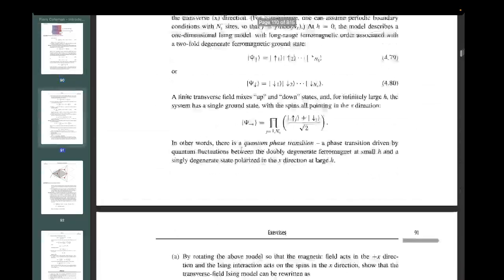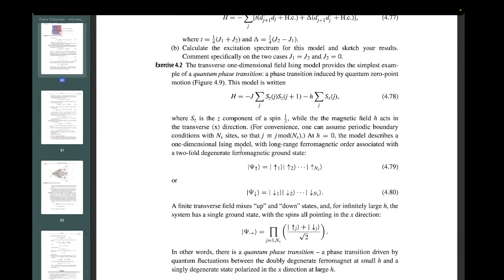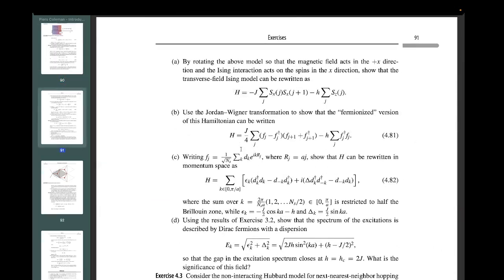Okay, so there is a Hamiltonian. It's called the transverse field 1D Ising model. Okay, so the Hamiltonian looks like this: minus J sum over small j of Sx_j Sx_{j+1}, minus h sum over Sz_j. So this is your transverse field 1D Ising model.